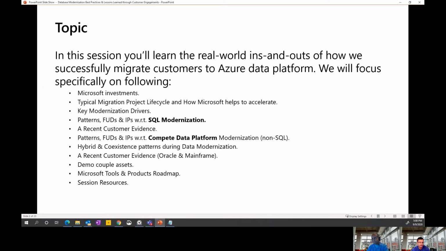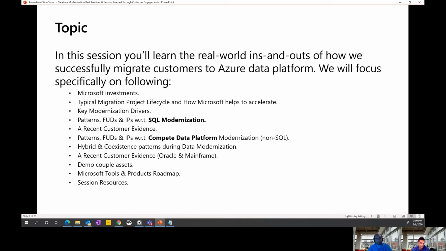What are the key modernization drivers? We will also touch upon some of the patterns, some of the FOD factors, like FOD being fear, uncertainties, and doubts, and the IPs that we have created to really solve those unique patterns and FODs that we have captured so far. And then for whether it's for SQL or mainframe or Oracle complete platforms, we would also be talking a successful customer case study.